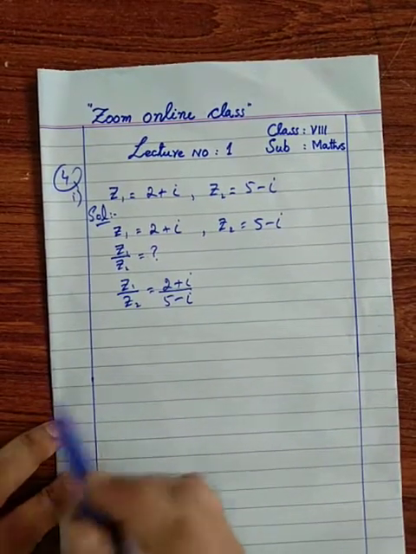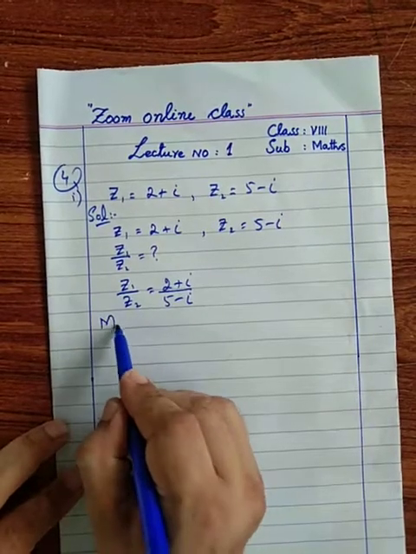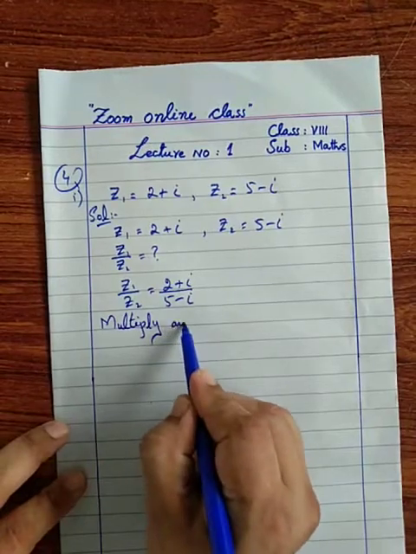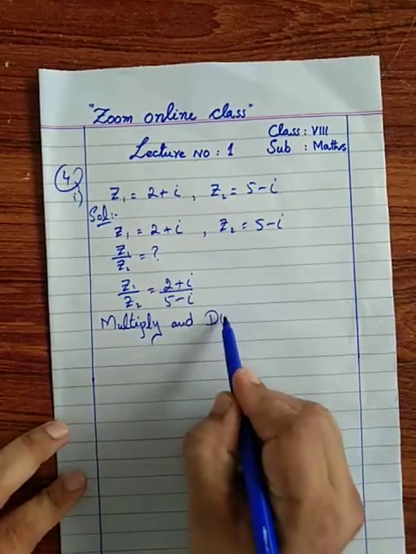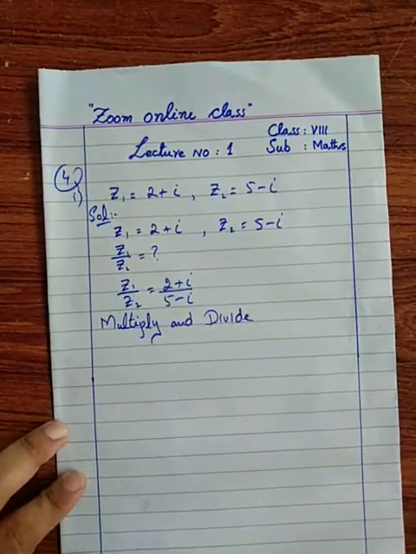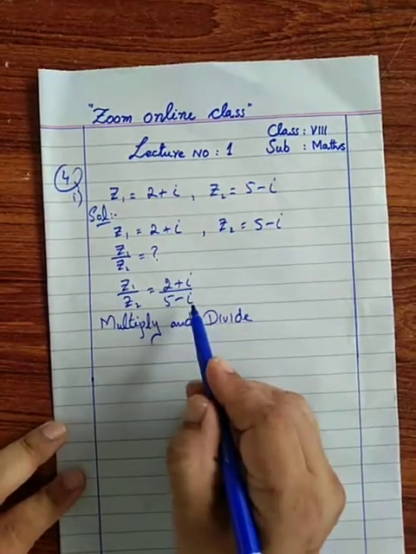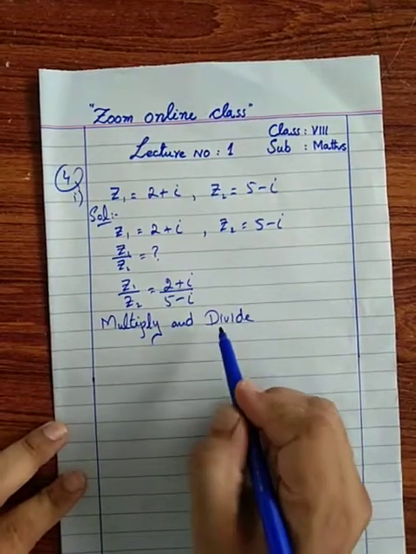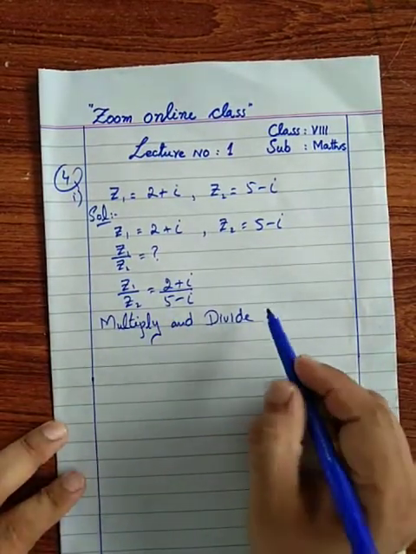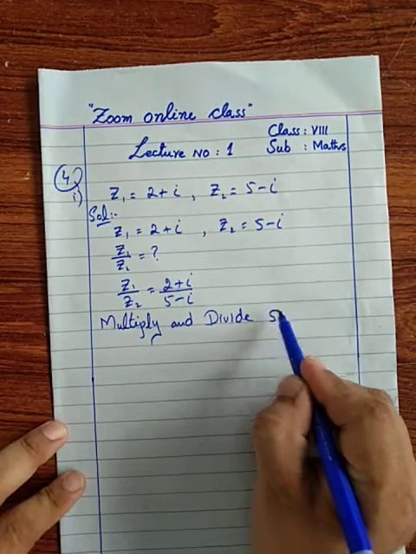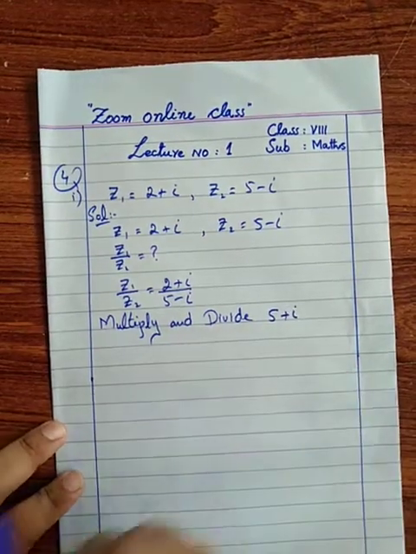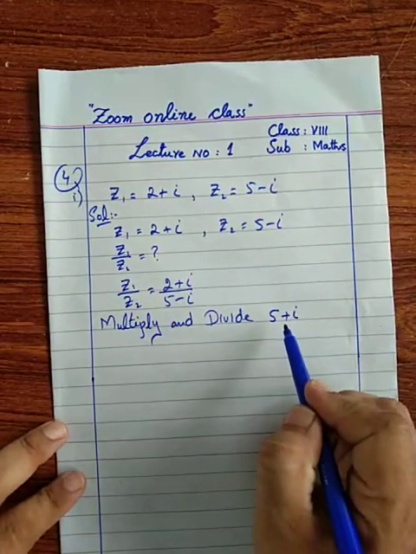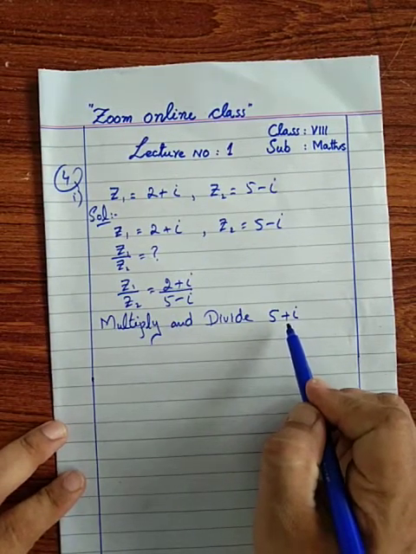So here we will mention that we multiply and divide. Multiply and divide what? The conjugate of the denominator. You should multiply and divide by the conjugate. The conjugate of this number is 5 plus iota. We just change the sign of iota, so it becomes the conjugate.